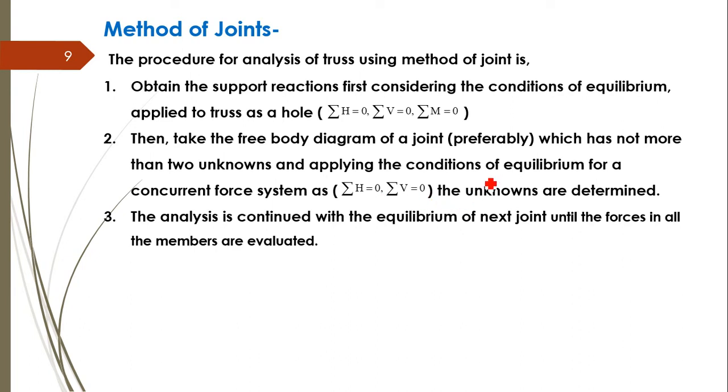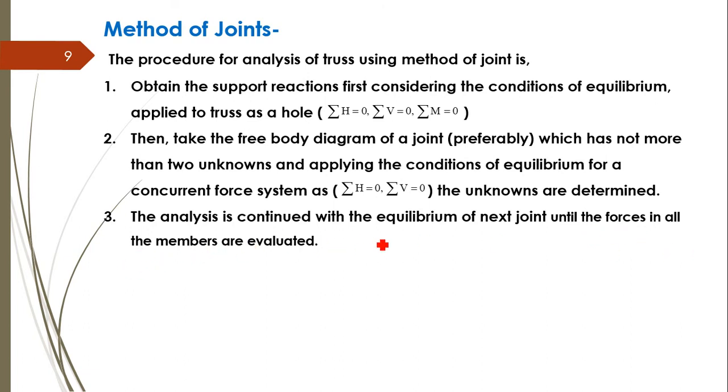So whenever we are considering the free body diagram of a joint, then at that joint it is a type of concurrent force system, and we know that in case of a concurrent force system there are two conditions of equilibrium applied: summation of horizontal forces is 0 and summation of vertical forces is 0. So two unknowns, two equations, that will give you the answers for those two unknowns. The analysis is continued with equilibrium of the next joint until the forces in all the members are evaluated.